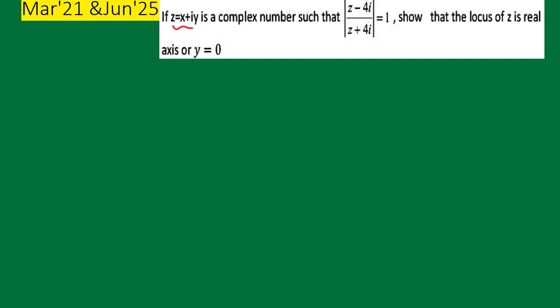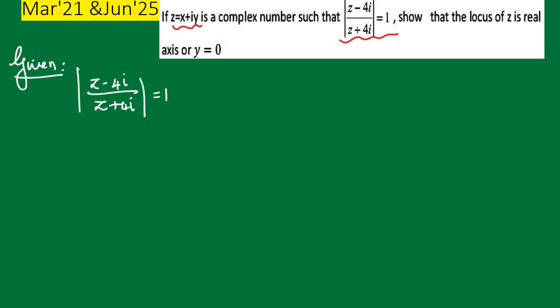This question: if z is equal to x plus iy is a complex number such that the modulus of the given value is equal to 1, show that the locus of z is a real axis, or y is equal to 0. So let us write first what is given. Given modulus of (z minus 4i) divided by (z plus 4i) is equal to 1. Let z be the complex number x plus iy.